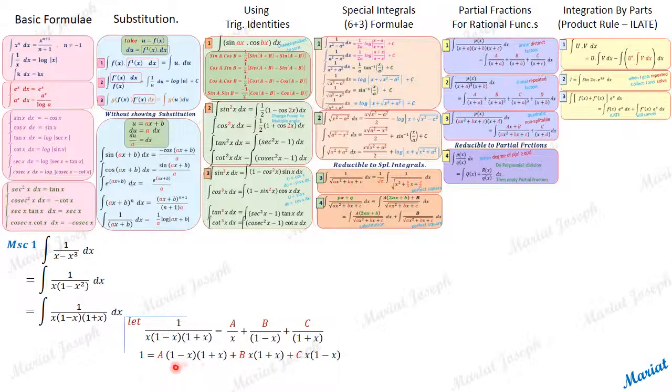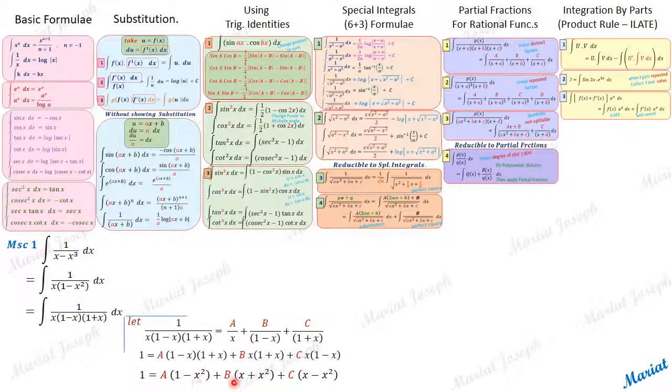Now we have a polynomial equation. We want to find out the values of a, b and c for which the polynomial is true. For that, two polynomials can be equal only if the like terms coefficients are equal. Which are the like terms? To know that, let us expand this RHS. 1 minus x into 1 plus x is 1 minus x square. x into 1 plus x is x plus x square. x into 1 minus x is x minus x square. So the right side is a second degree polynomial, left side is just 1.